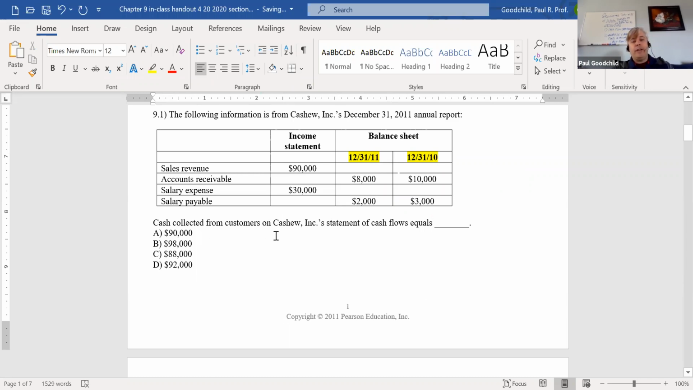All right. So we want to know cash collected from customers in the statement of cash flows. And so cash collected from customers comes from where? Type it in the chat.